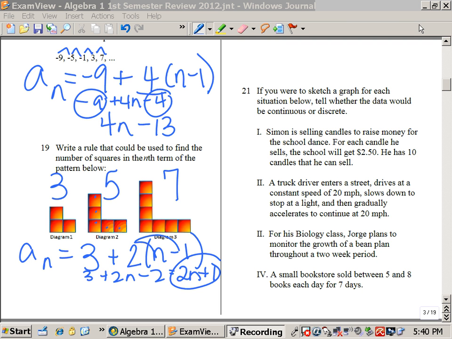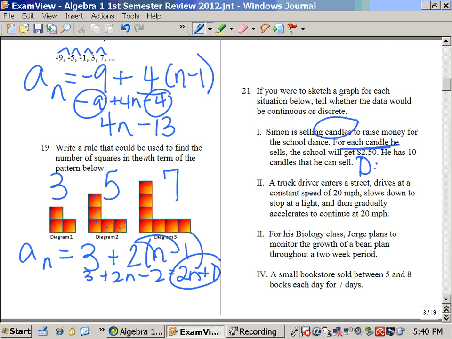Now for number 21. On 21, if we were to sketch it, we have to tell if it's discrete or continuous. On number 1, we're talking about selling candles. It's for each candle, so we are counting candles. This problem is discrete. Number 2, the truck driver enters the street. This is talking about miles per hour. It's continually, gradually increasing and decreasing. This is going to be continuous.